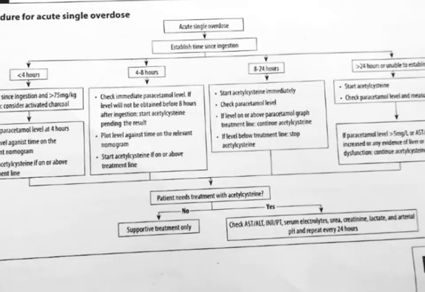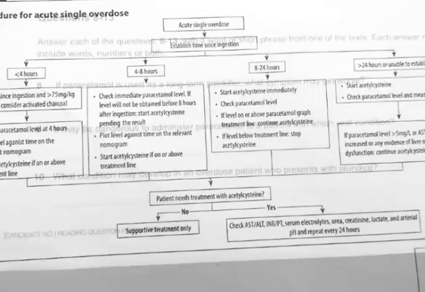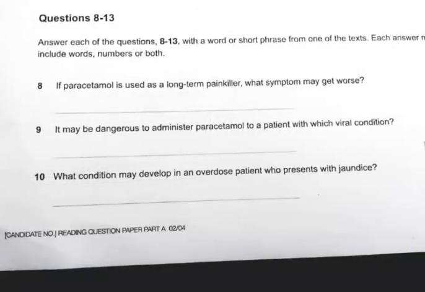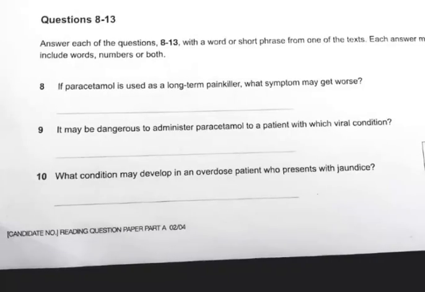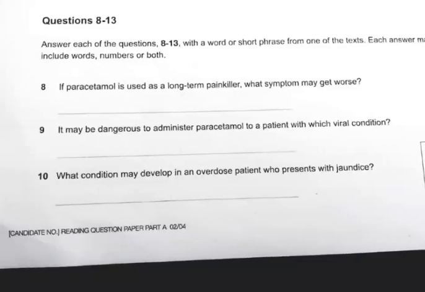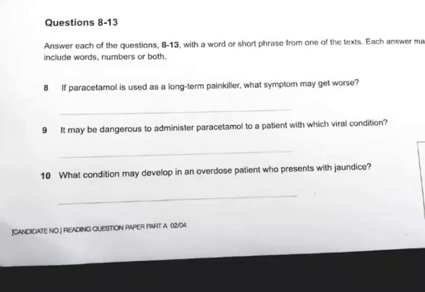Now we can move to the second part, that is questions 8 to 13. Those questions require short answers, right? So how can we find the keywords for the short answer type questions? Okay, we can check the 8th one. If paracetamol is used as a long-term painkiller, what symptom may get worse?